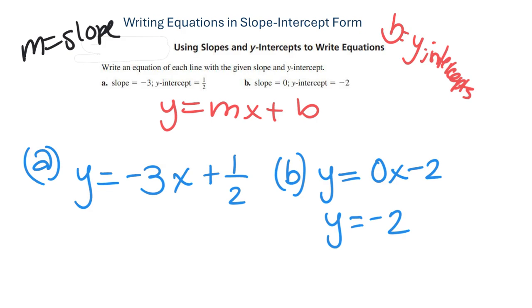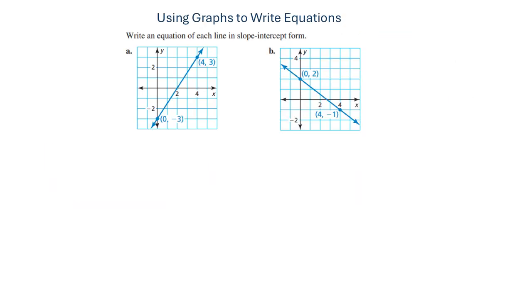All right. This is writing equations when we're given a slope and y-intercept, okay? If we go to the third slide, now we're given graphs. Write an equation of each line in slope-intercept form. Again, what is our end goal? Y equals mx plus b. That is our end goal. In A, what do we have in A? We're going to do what?